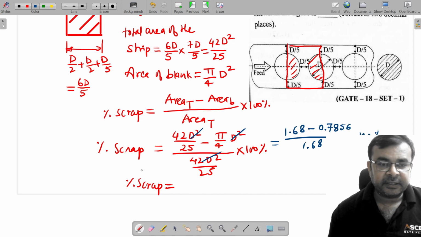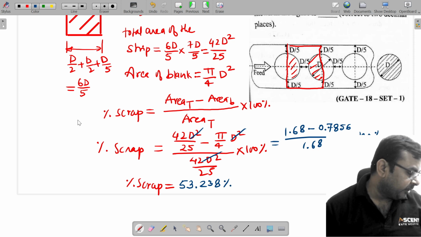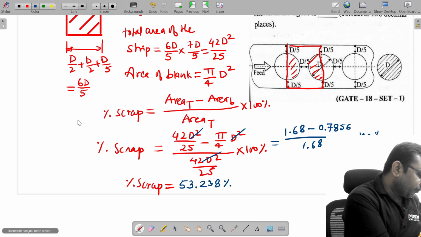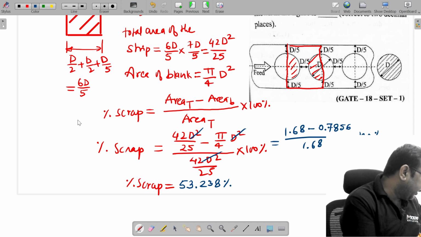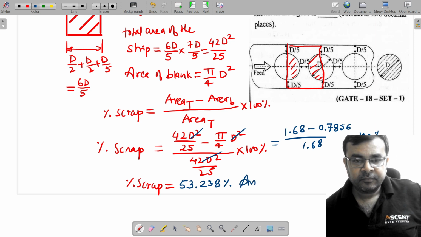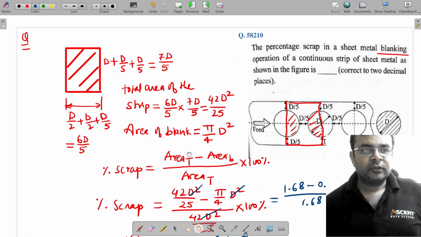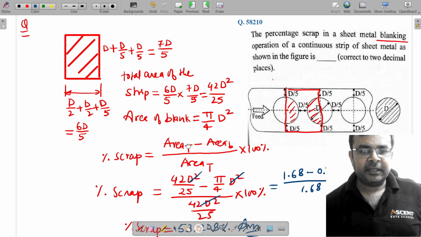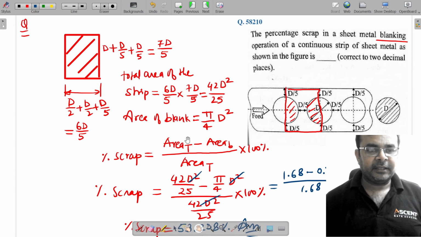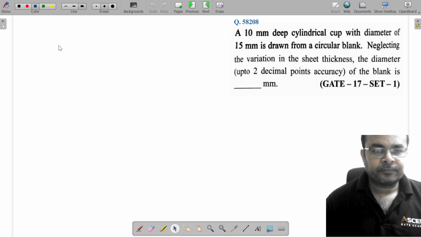After calculating this, we get 53.28%. Is it clear? And this is the right answer. Is it right? So I think all of you are getting how to solve this question. Okay, let's see another question.